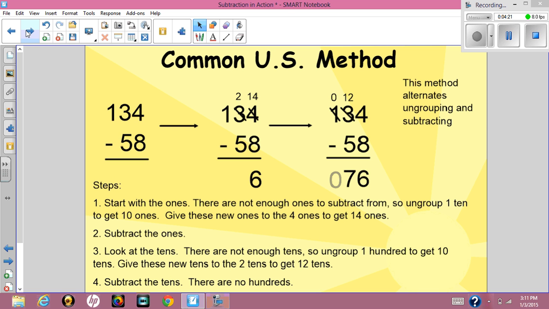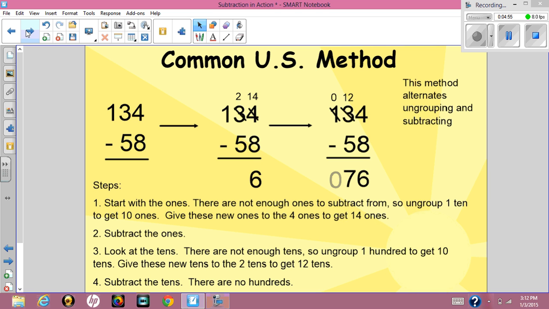Now this is what we call the common US method, and this method alternates ungrouping and subtracting. So let's go ahead and get started. We start with the ones, and there are not enough ones to subtract from, so we ungroup a 10 to get 10 ones. We give these new ones to the 4 ones, and we end up with 14 ones. Now we subtract. 14 subtract 8 is 6.